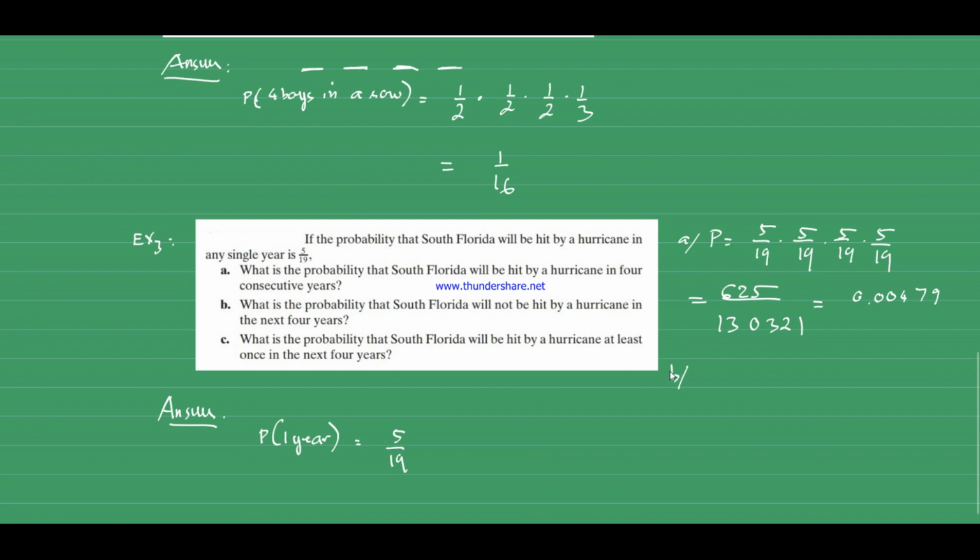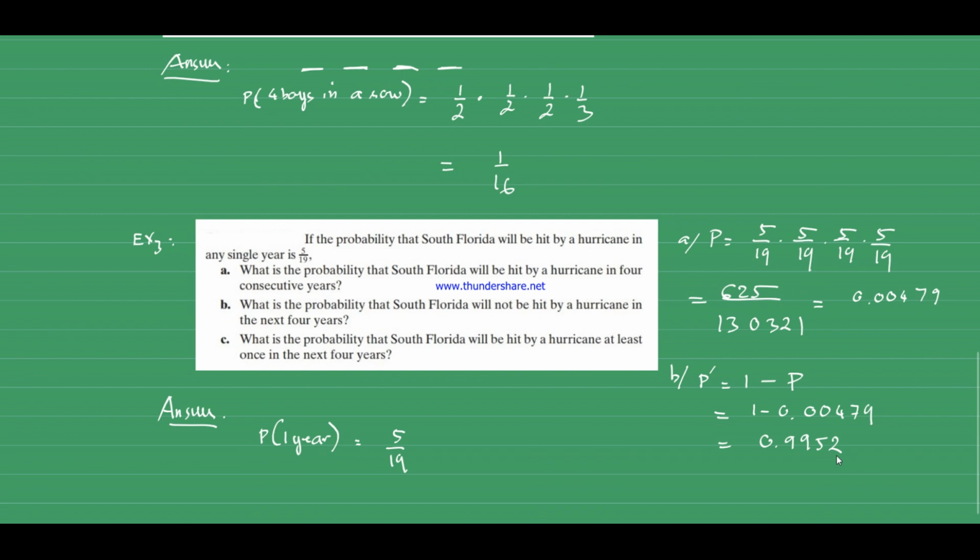B. What is the probability that we will not be hit by a hurricane in the next 4 years? So we know that this is the probability of being hit by a hurricane in 4 years. So the probability of not being hit, P prime, will be 1 minus P. So it will be 1 minus 0.000479, and you're going to end up with 0.995. Okay.